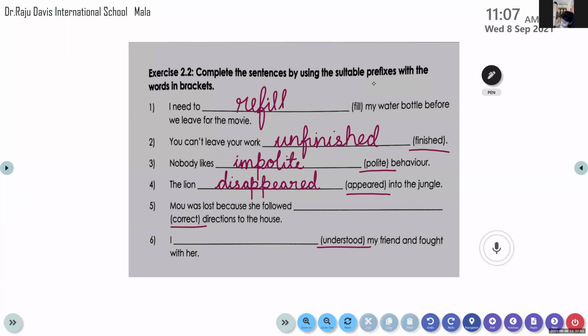What is the meaning of incorrect? Incorrect means not correct or wrong. Okay, very good. Thank you. Did you write the answers? Yes, ma'am. The antonym of correct is incorrect. The word incorrect has the meaning wrong. Okay, the last one. Nora.